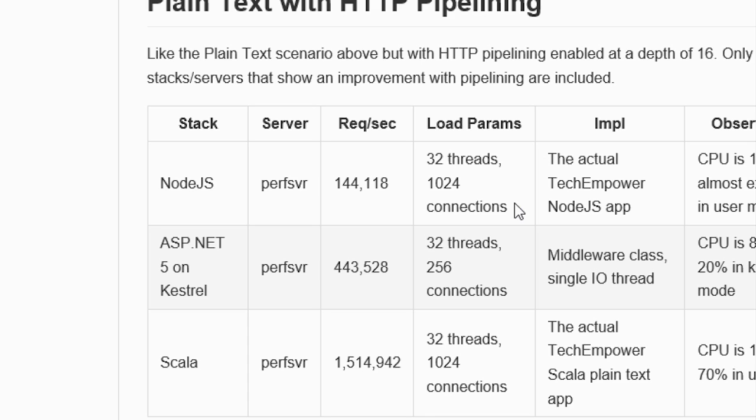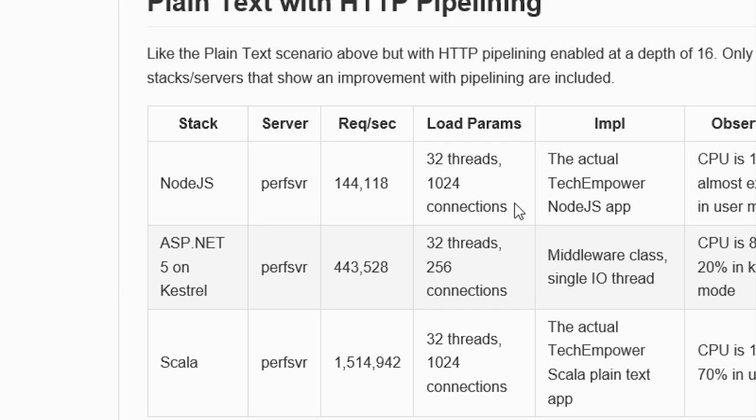I've got Scala here, and Scala is where we're aiming for. It's running at 1.5 million, and the team knows what we have to do to get there. It's going to take us a few more months, but hopefully by the time we RTM, we're going to be in the top 10 fastest web frameworks on the planet.